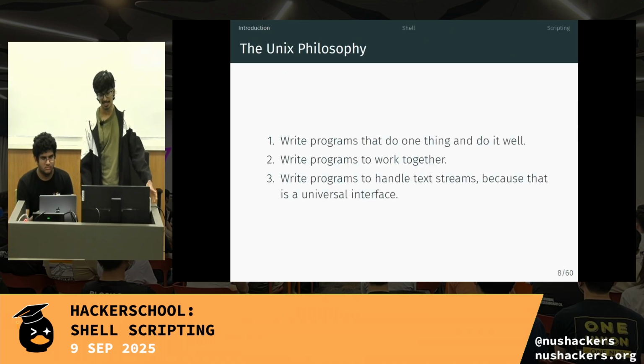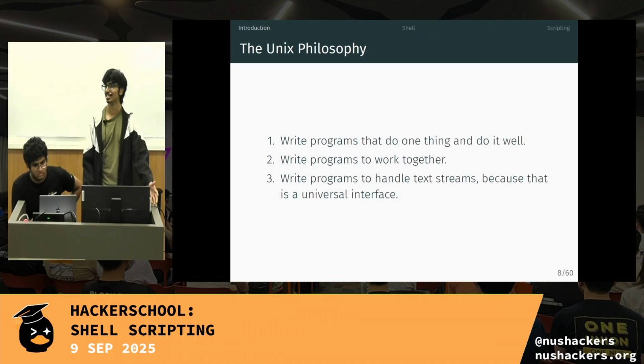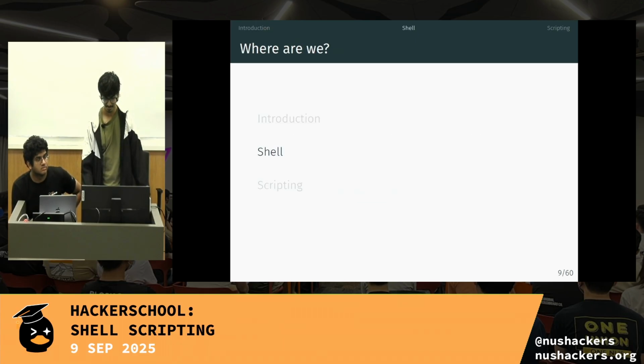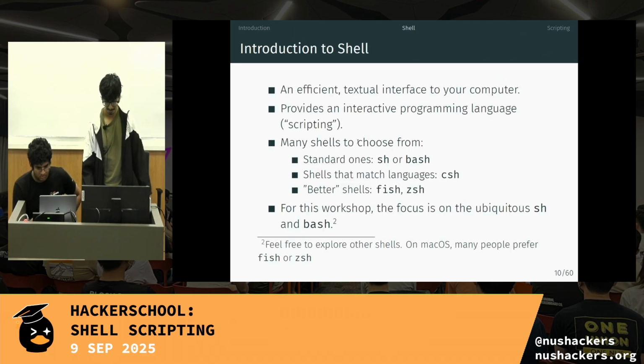The main Unix philosophy is the three-step philosophy. The first is to write programs that do one thing and do it well. The second is to write programs that work together. And the third is to write programs that handle text streams, because that's the most universal and general interface. Today I hope that in the workshop you can see how all these three things come together. Okay, so with that in mind, let's get started on shell.